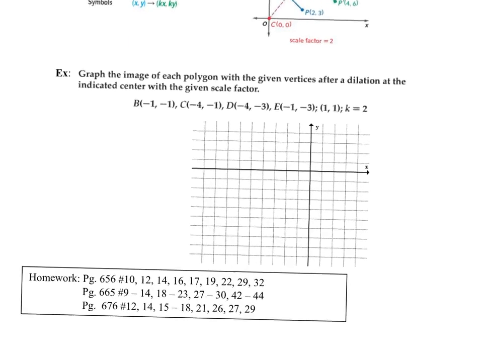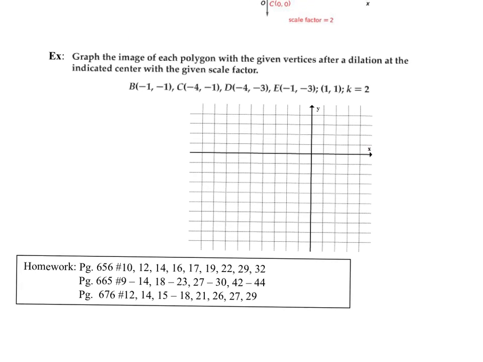It says graph the image of each polygon with the given vertices after a dilation at the indicated center with the given scale factor. So this time, notice it's a quadrilateral. We're going to plot those points in just a second. Our center of dilation, though, is not at the origin this time. It's at 1, 1. So what we'll do is pretend like 1, 1 is the origin. You'll see that in just a second. And our scale factor is 2. So let's start by plotting the 4 points. I'm going to pause the video and do that.